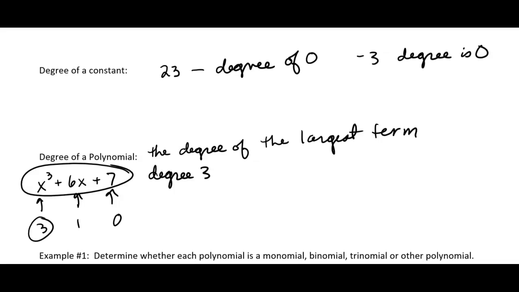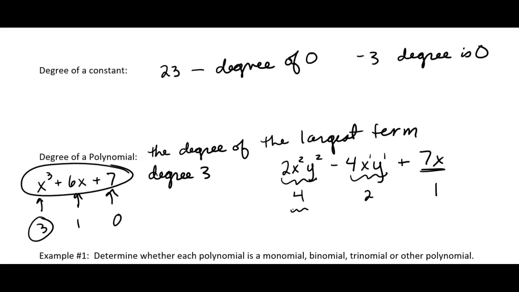So let's say I had something like 2x squared y squared minus 4xy plus 7x. Something like that. Okay? Well, the degree of this would be 4. The degree of this would be 2 because you'd have a 1 and a 1. 1 plus 1 is 2. The reason this was 4 was because 2 plus 2 is 4. And then the degree of this last term would just be 1. So the degree of the polynomial is the largest degree of any term. So this would be 4th degree. Or degree 4. We'll just say degree 4.